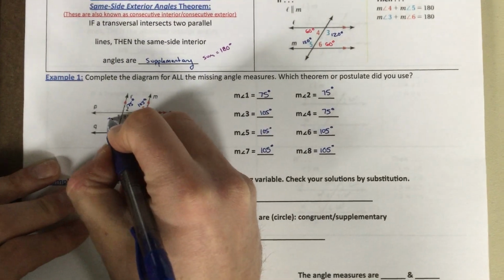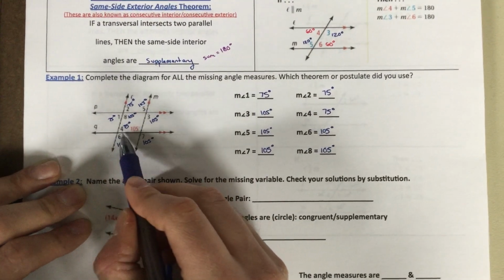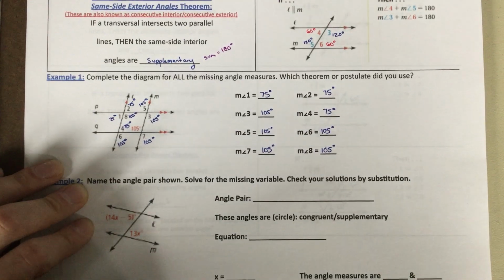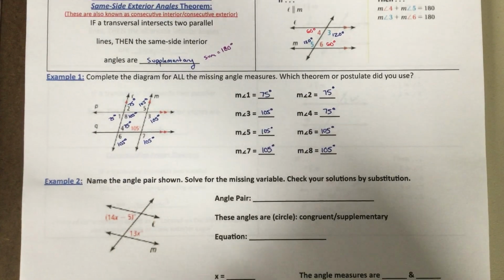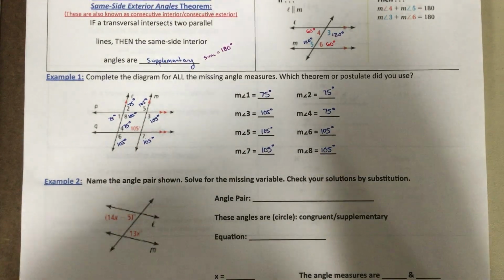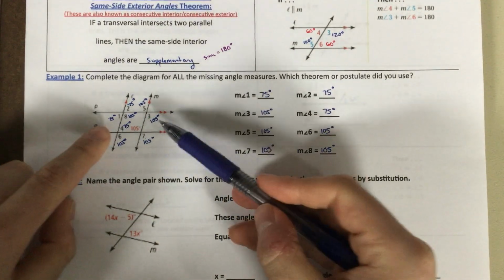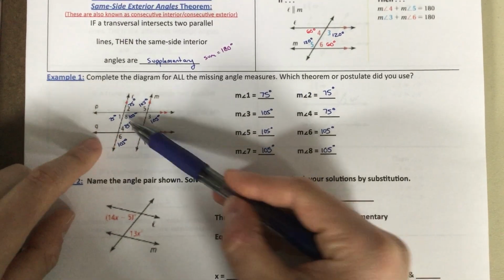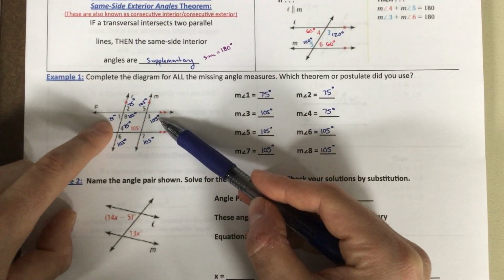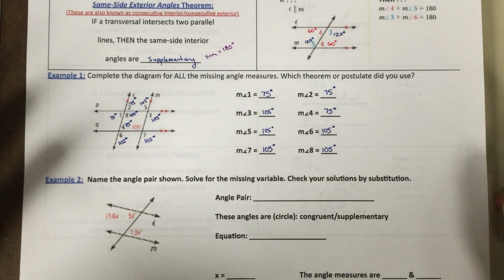You could have also said 1 and 4 are alternate interior angles, therefore congruent. You could have said 1 and 8 are supplementary to each other. They are linear pairs. You could have also said that 1 and 3 are same side exterior angles with these parallel lines cut by that transversal, meaning they're supplementary. So many ways of solving that problem.